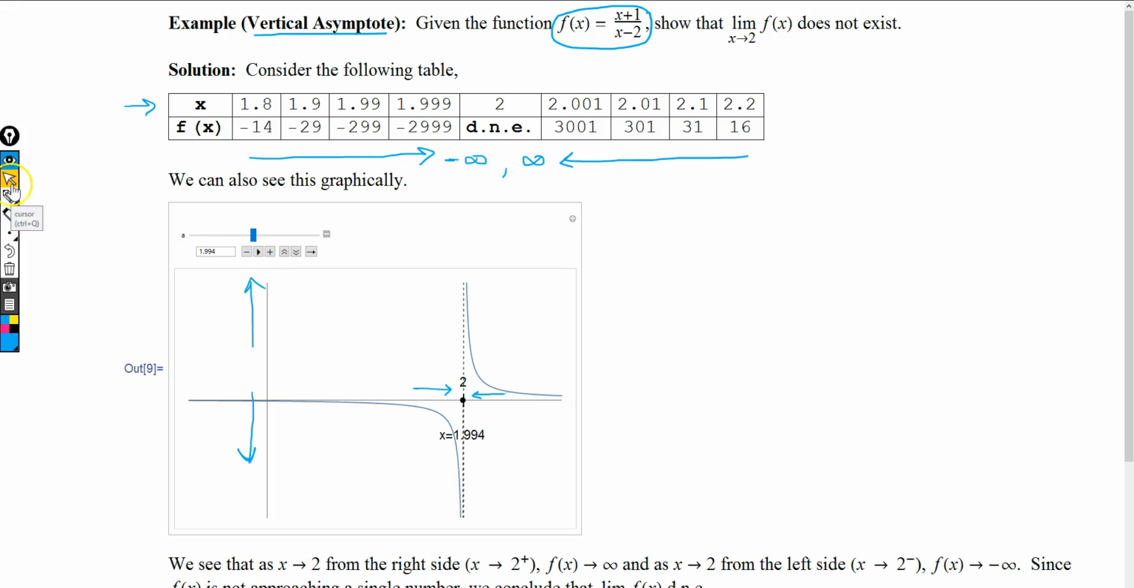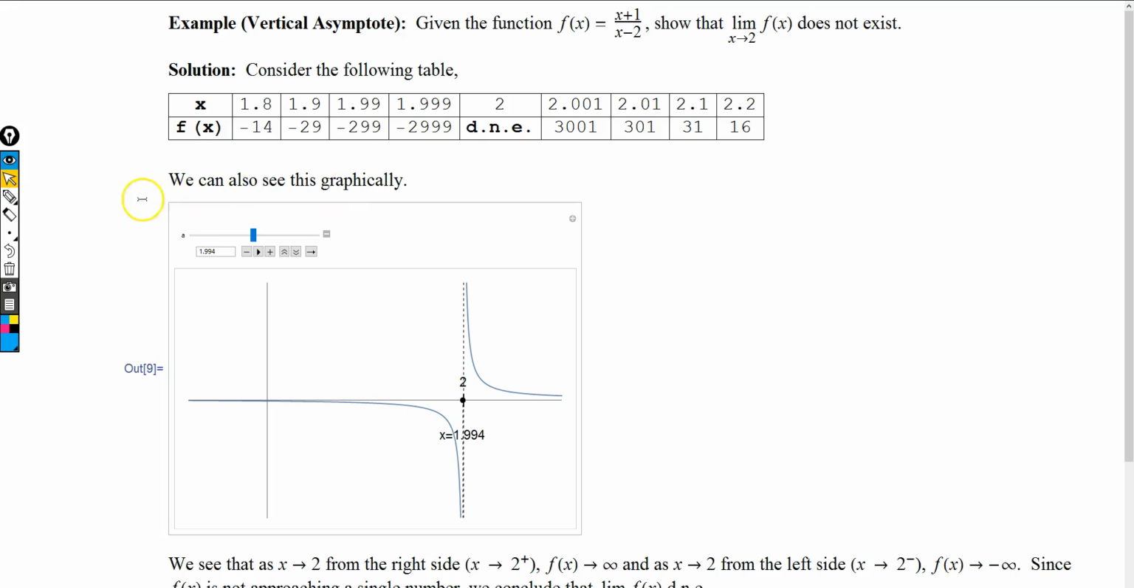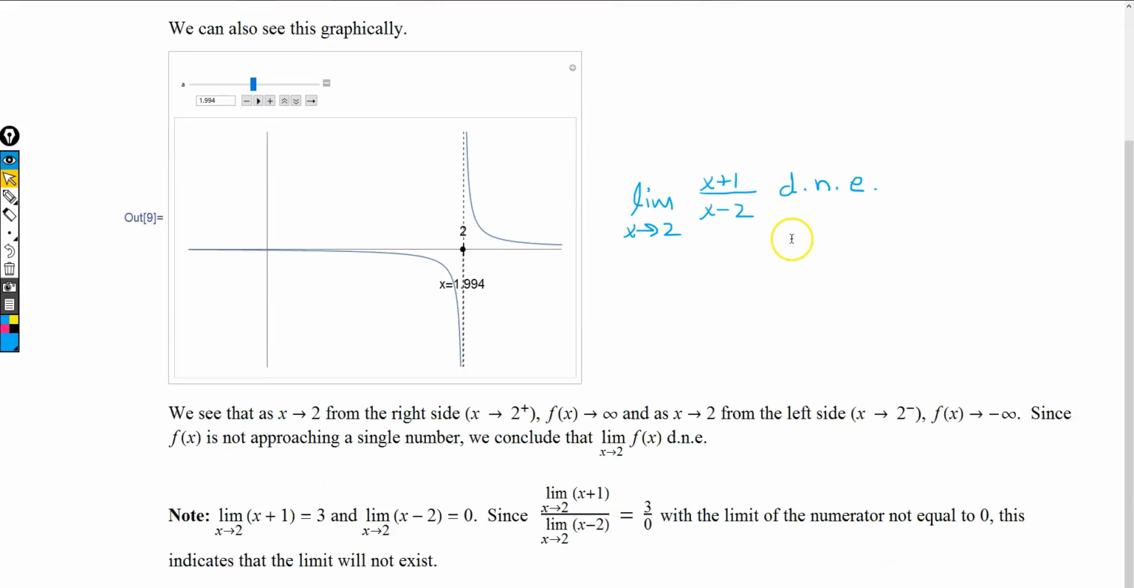So in this case then, we are left stating that the full limit just does not exist. So we would just state this limit does not exist. Now let's take note of something important down here in regard to this limit not existing.